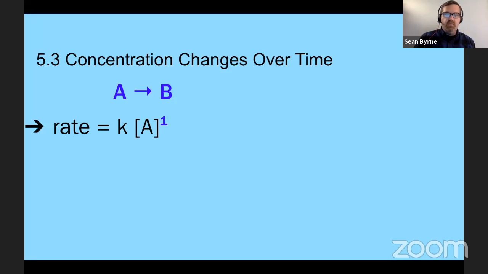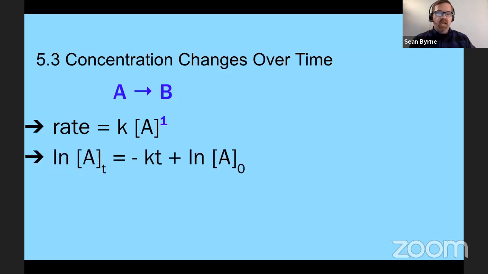That reaction is first order. And if I integrated it, again, talk to your calculus teacher about how we would go from this initial expression to the natural log of A is equal to negative kt plus the natural log of the initial concentration of A. It's a pretty cool derivation, but we don't have time for that today.